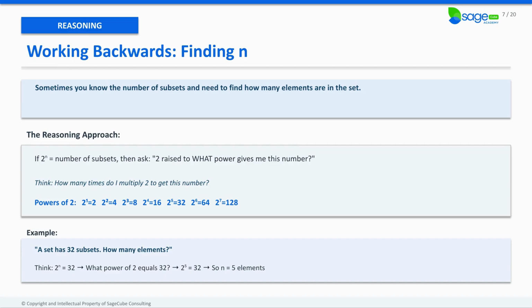Good, you know that what? 2 exponent 5 gives you what? 32. So that means n equals 5. Therefore, it has what? 5 elements. Are you with me so far?